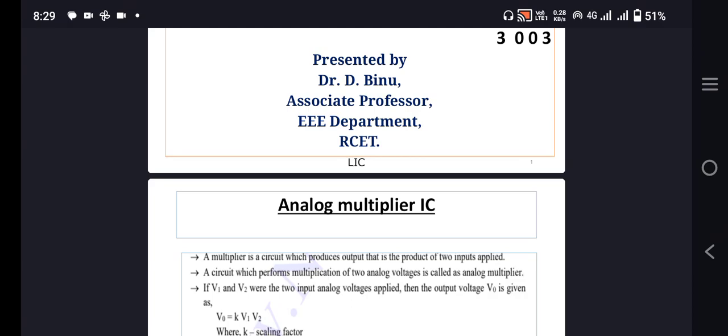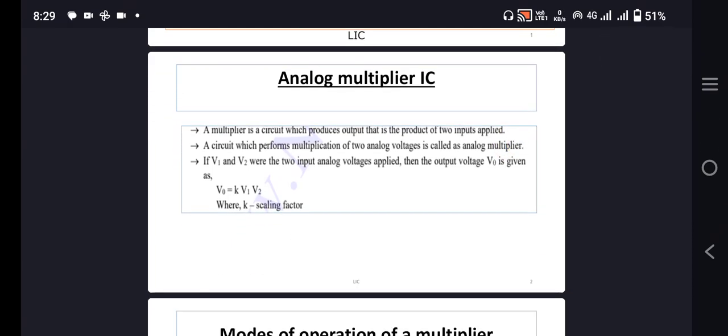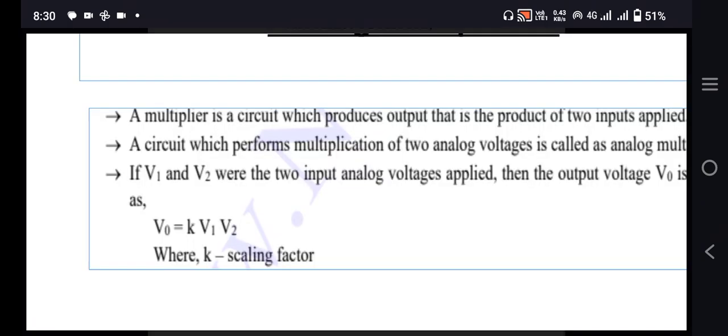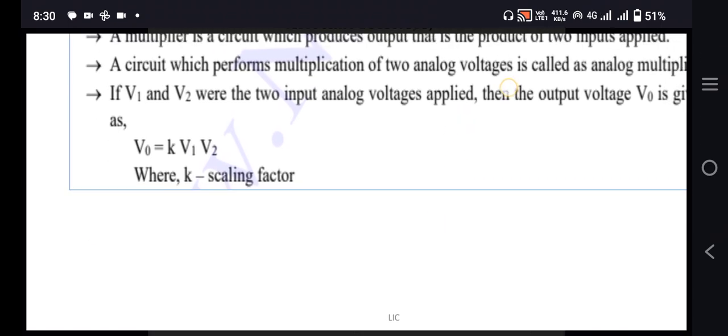The last topic in the fourth unit of LIC is analog multiplier IC. By the name itself, the IC can multiply the two signals, that is, it provides the product of the inputs. The output V0 is equal to the product of V1 times V2. V0 is equal to K times V1 V2. Here K is the scaling factor.